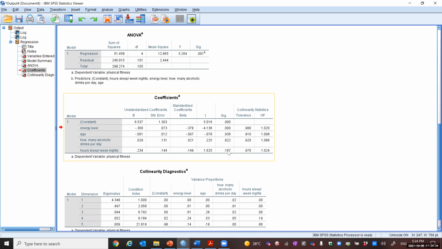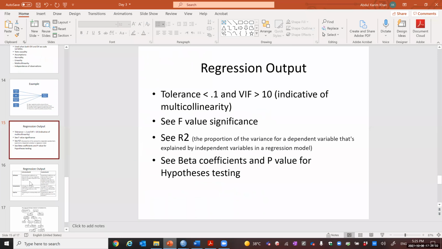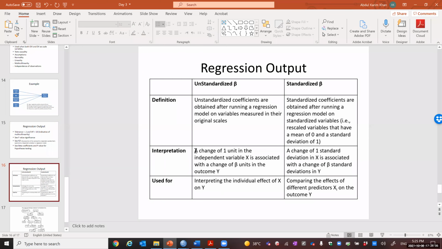Only 17% variance is being explained in your dependent variable of physical fitness by these 4 predictors, but out of these 4, 3 do not impact the physical fitness, and there is only one which impacts the physical fitness, and that is energy level. Now, if you look at the value of the energy level, it is minus 0.3, and it is significant. How would we interpret it? If you go back to the slides, you will find the answer. This is how we would interpret it.